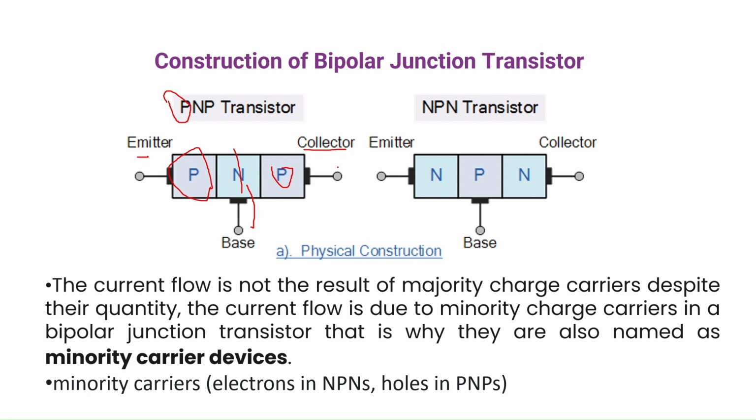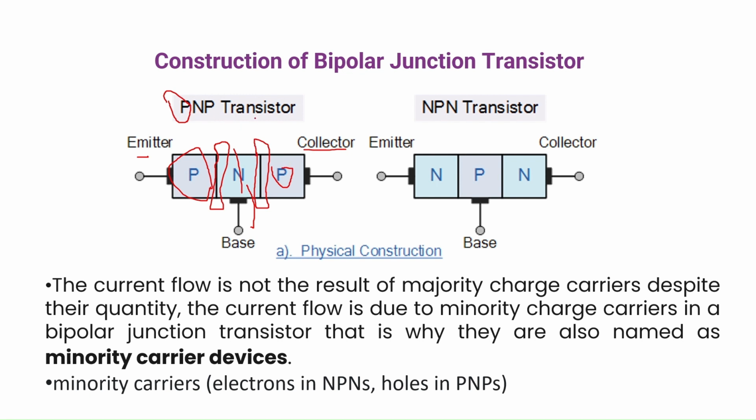There are two PN junctions in a bipolar junction transistor. First one, this emitter base junction. This forms a PN junction, and the next PN junction is the base collector junction. This junction between the P and N type. This is for PNP transistor.